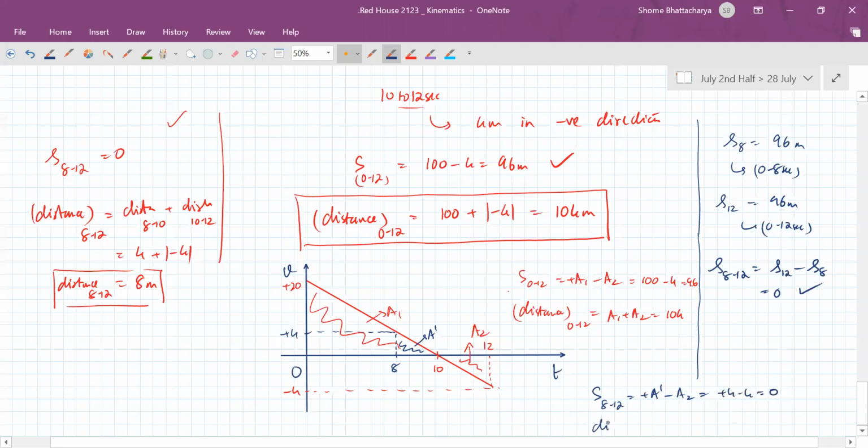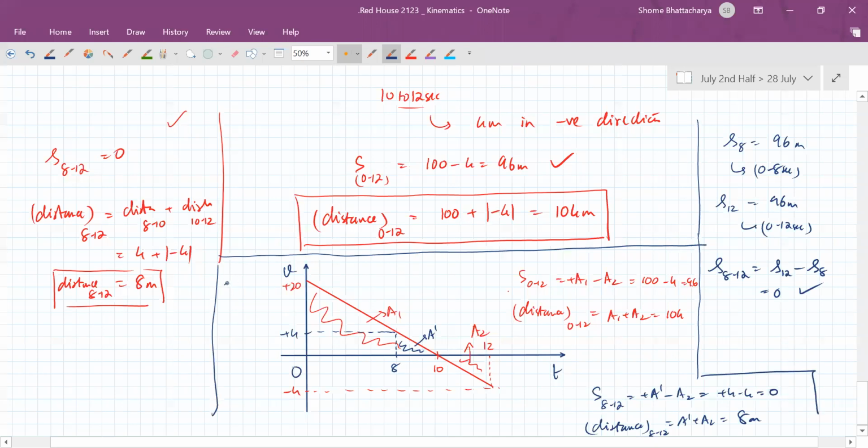But if you talk about the distance, then we have to just take the magnitude of the two areas and add them. So it's just A prime plus A2. It will come out to be 8 meters. So this would be the other approach, the graph-based approach, solving the same thing. Area under the graph method. All right, so hope both the approaches are clear to all of you.